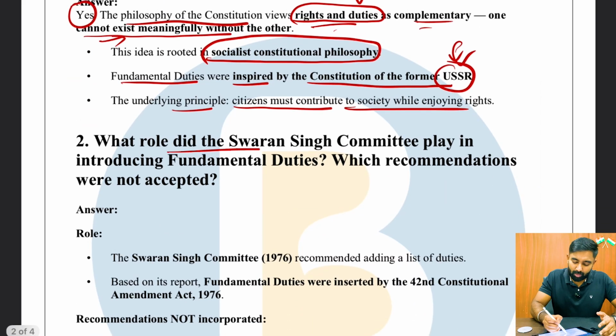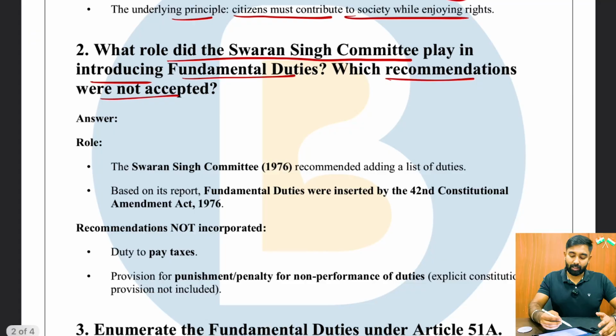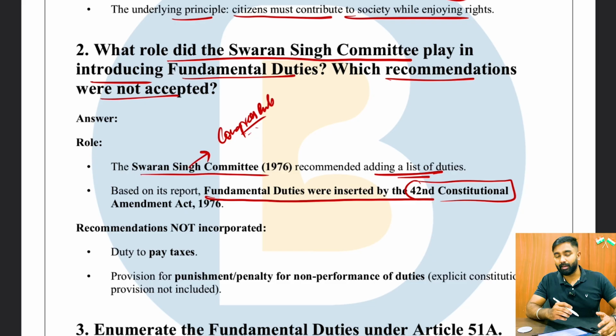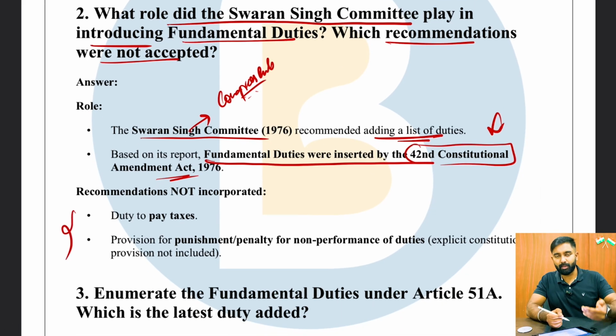Second question: what role did the Swaran Singh Committee play in introducing fundamental duties? Which recommendations were not accepted? The Swaran Singh Committee was put forth during the Congress rule, and it recommended adding a list of duties. Based on its report, fundamental duties were inserted through the 42nd Constitutional Amendment Act 1976. And a lot of recommendations were given by the Swaran Singh Committee.